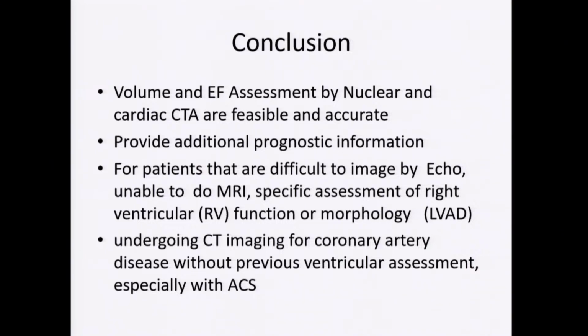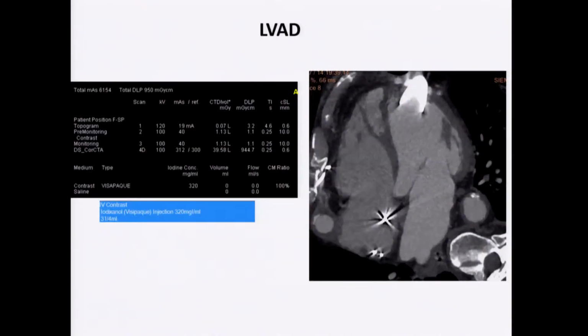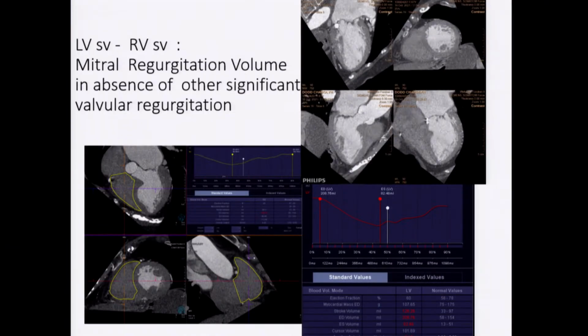And for patients undergoing CTA for coronary disease without prior EF assessment, like in the ED, oftentimes we get CT before they get the echo. If you can have some EF information, it helps to triage the patient more efficiently. Okay, any questions? No questions?